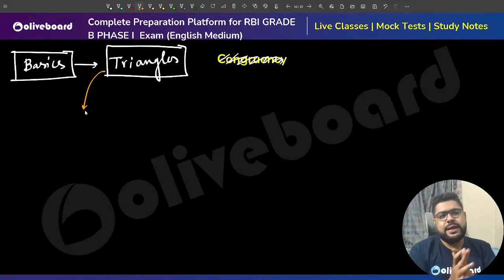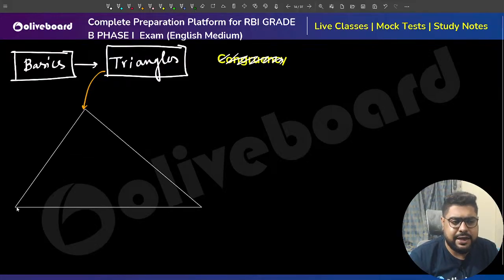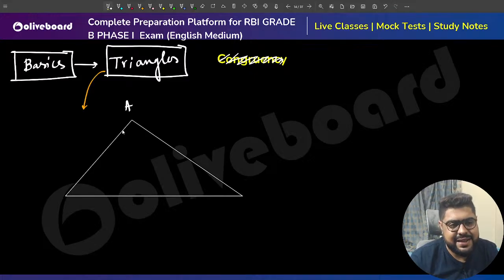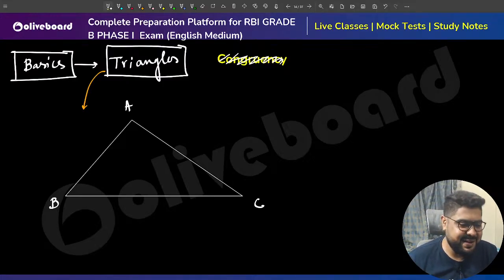Understand one thing: in triangles there are certain rules, certain things which are absolutely constant for a triangle in Euclidean geometry. What are those? If I say this is A, B and C, remember, angle. I'm quite sure we have done this. If you guys are 100% sure we have not done this, then maybe it was in some other batch.